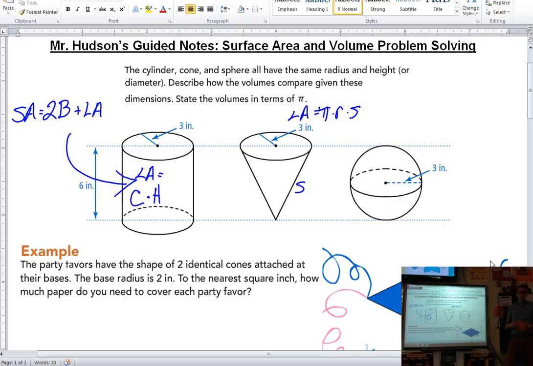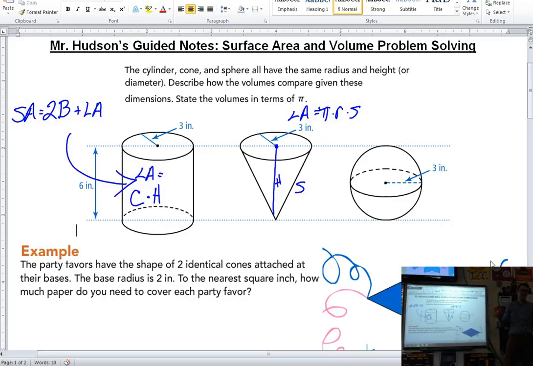Now, spheres is where things get real interesting. And, oh, by the way, volume here works the same exact way as a pyramid. So 1/3 base area times your height. If you know what your height is, sorry, that would have to go to the vertex. If you know what your height is, it's the same as a pyramid. 1/3 big B times height.